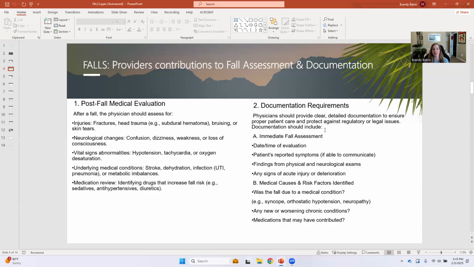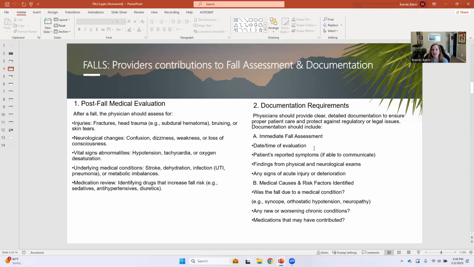The immediate fall assessment. This is critical to do as soon as you find out a patient has fallen. So if they fell on Sunday and you're here on Monday, you should be evaluating that patient on Monday morning. You should not be waiting until Monday at 5 and then find out that they decompensated and now they're going to the hospital and they end up with a subdural hematoma. So immediately, as soon as you find out, you should be doing that assessment.